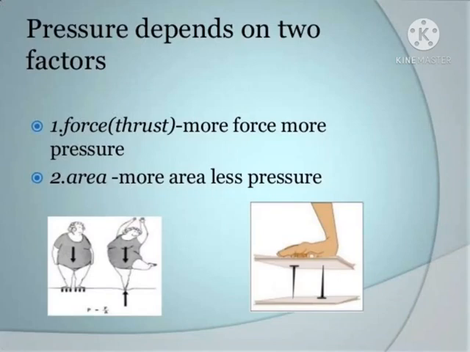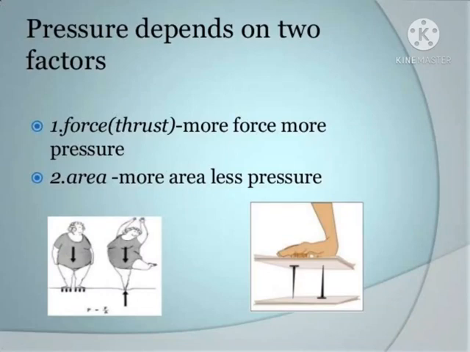In the case of your father, the area is larger and the pressure decreases, because your father wears shoes which have a flat and broader surface area, whereas your mother wears heels having a small pointed surface area. Well students, this was all about the basics of pressure.